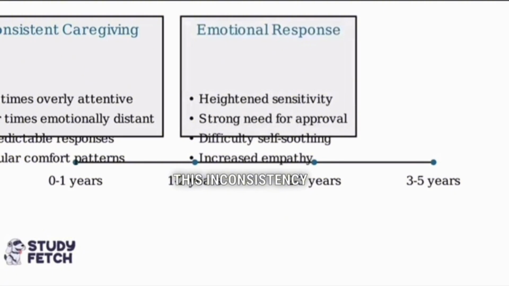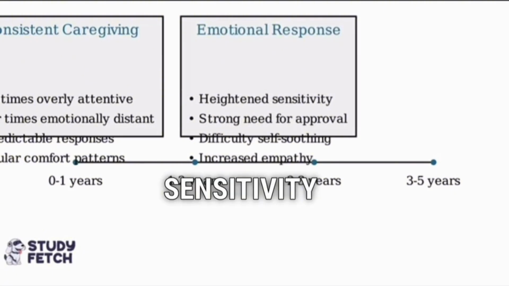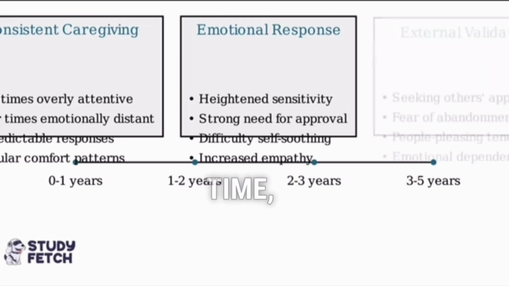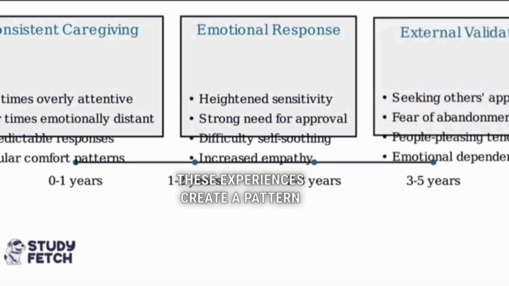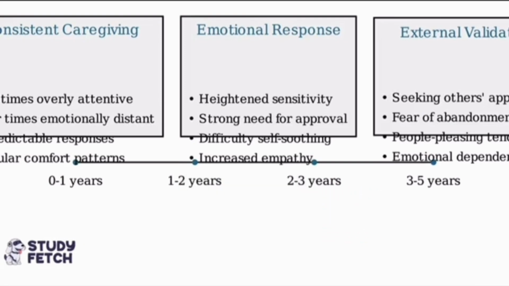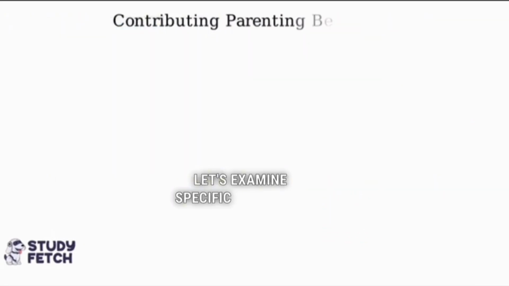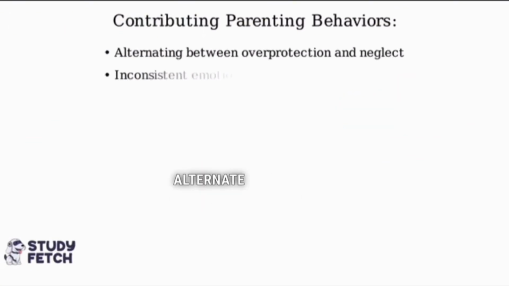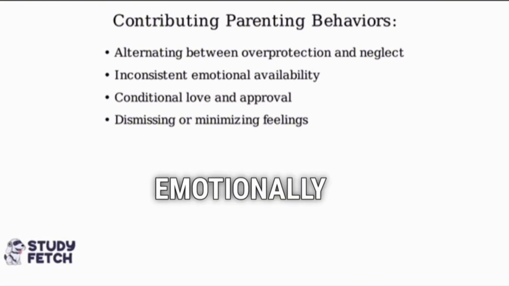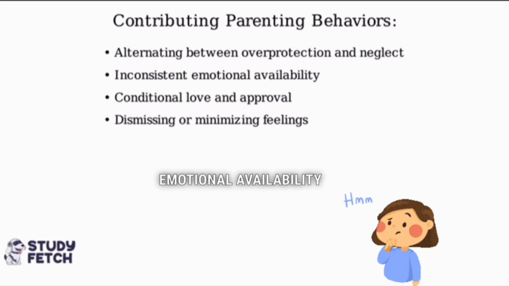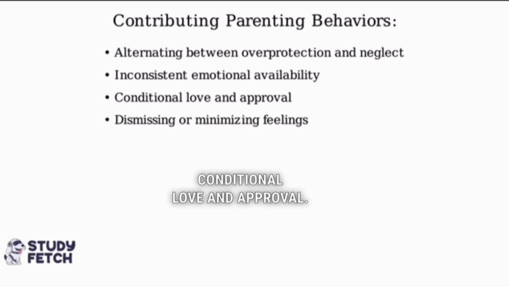This inconsistency leads to heightened emotional sensitivity and an increased need for security and validation. Over time, these experiences create a pattern of seeking external validation and approval from others. Let's examine specific parenting behaviors that contribute to this development. Parents may alternate between being overprotective and emotionally distant, showing inconsistent emotional availability and providing conditional love and approval.